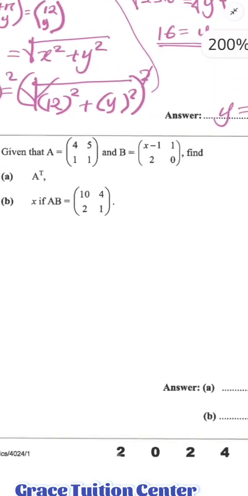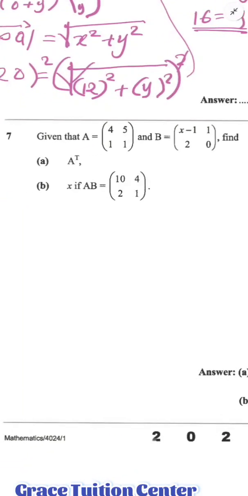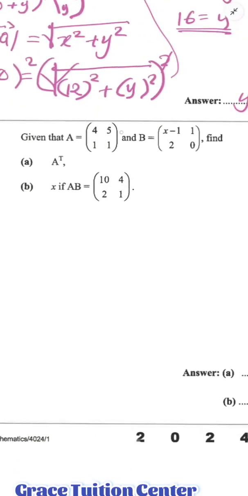It says, given that question 7, matrix A is as given here, and matrix B is as it is given here, find the value of A to the power T. We read that as A transpose. A matrix has got what we call rows and the columns. These are the what? The columns.